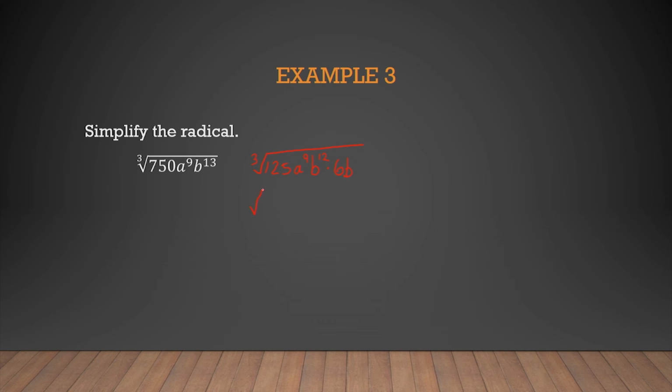Then I can split up the cube root. So I have the cube root of 125 a to the 9, b to the 12, multiplied by the cube root of 6b. Now that I've split it up this way, the first cube root simplifies. The cube root of 125 is 5, and then dividing each exponent by 3, we get a to the 3rd, b to the 4th. And then the cube root of 6b does not simplify, so I leave it just like that.